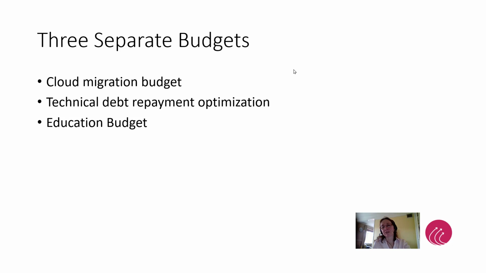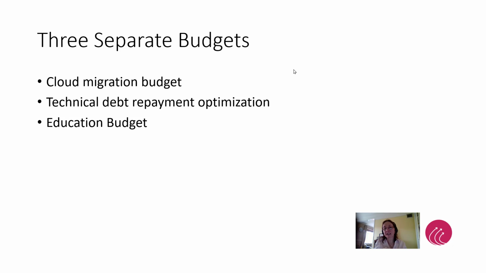So when we think about the cloud centre of excellence model, usually we think about three separate budgets. One is a cloud migration budget, one is a technical debt repayment optimization budget, and the other one is the education budget. When we look at cloud migration, often that can absorb a lot of technical debt as it proceeds. So we don't want the cloud migration to absorb the technical debt as well. Both things should be treated separately. That means the cloud migration is more likely to be successful.